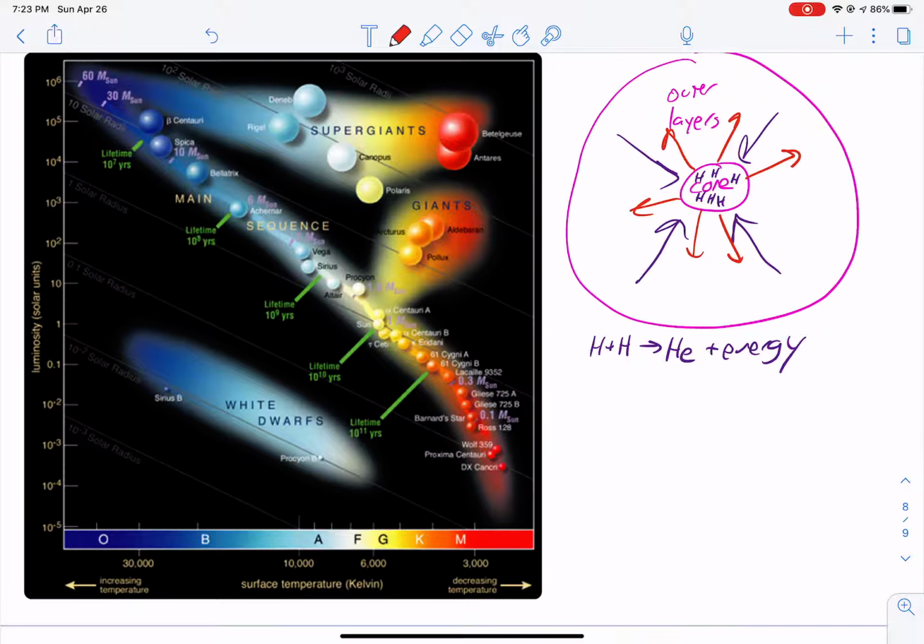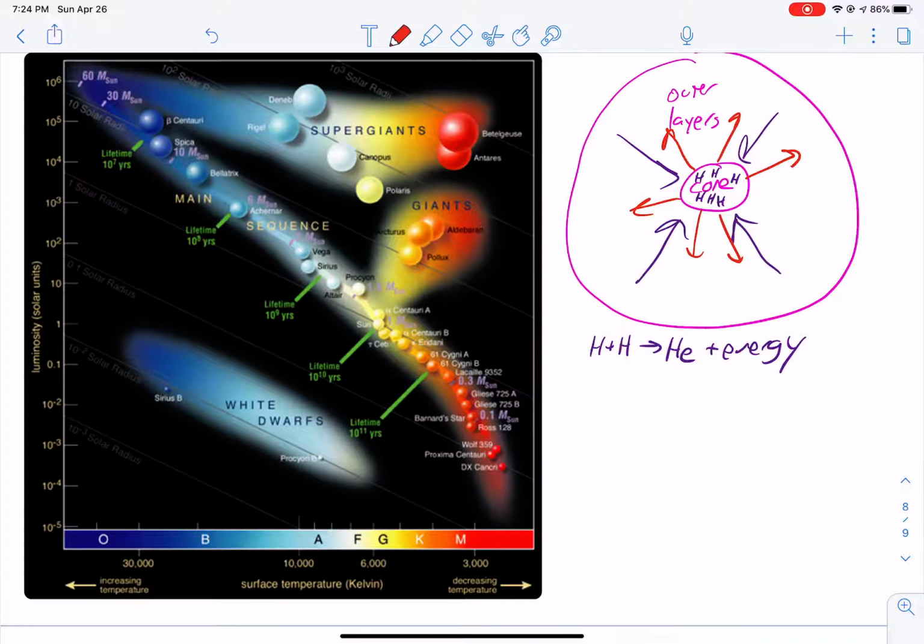But as soon as you start running out of hydrogen and there's less reactions, gravity is going to start winning. And so gravity is going to start smushing on the core of that star even harder. It's going to push even harder. It's going to squeeze down a little bit, pull in a little bit harder.